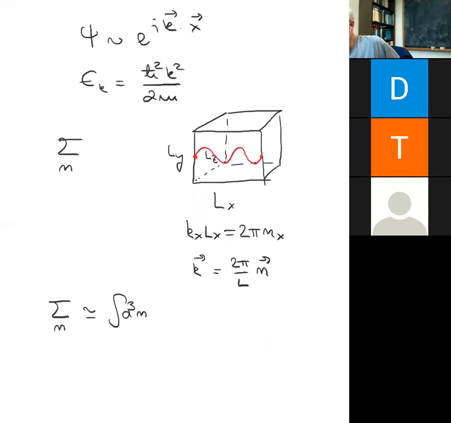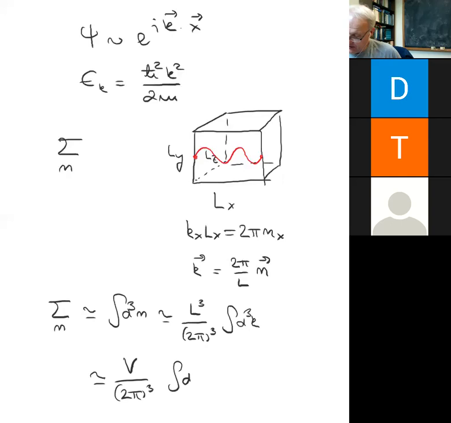And now I can use this relation between the k's and the n's to convert the integral over n to an integral over k. So d³n will then be L³ over (2π)³ times d³k. So this is a volume divided by (2π)³ times an integral over d³k.